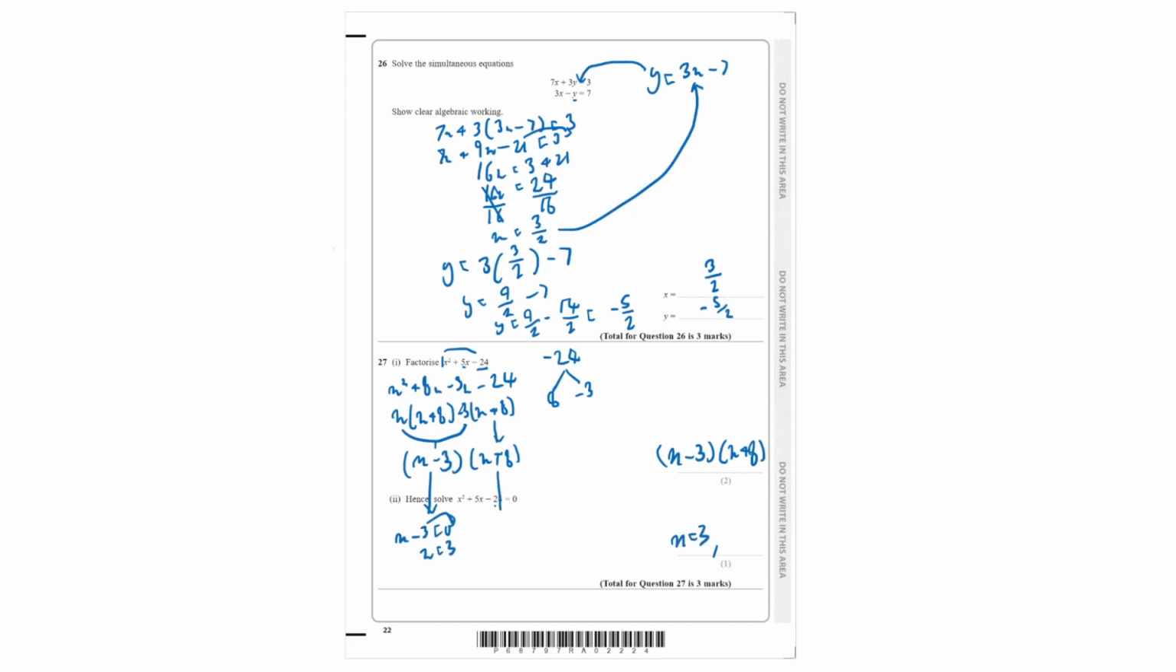And we have here x plus 8 is equal to 0. We bring 8 to the other side. x is equal to negative 8.